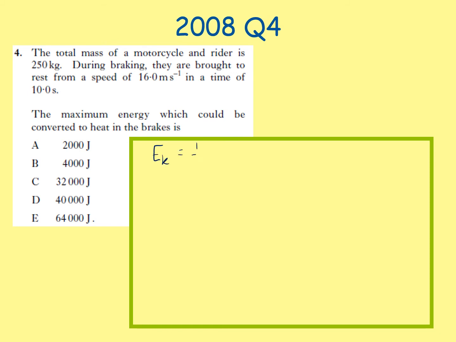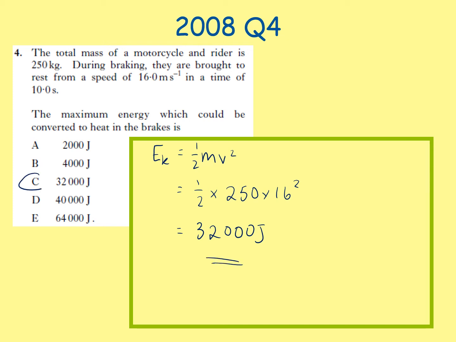EK equals a half mv squared. This is equal to a half times 250 times by 16 squared. This is equal to 32,000 joules. Because the bike is brought to rest, this means calculating our kinetic energy afterwards, it's going to be 0, so we don't need to take away any number from this because we'd just be taking away 0. So 32,000 is our final answer, which is C.